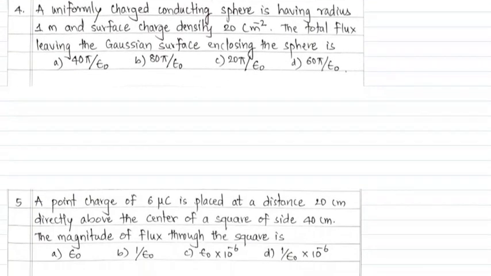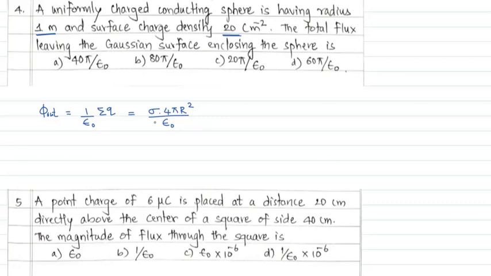A uniformly charged conducting sphere has radius 1 meter and surface charge density 20. Find the total flux leaving the Gaussian surface enclosed in the sphere. The total outward flux is given by 1 by epsilon naught summation Q. Now here, instead of Q, he has given charge density. So this becomes sigma into 4 pi r square, by the definition of charge density, divided by epsilon naught.